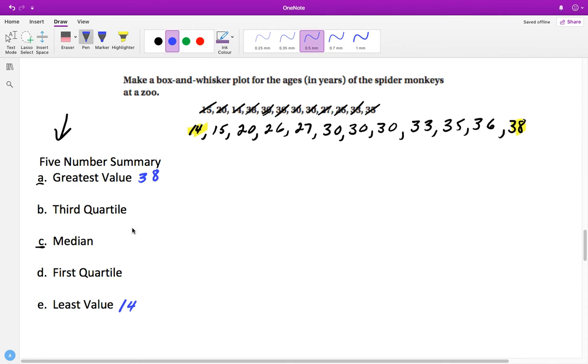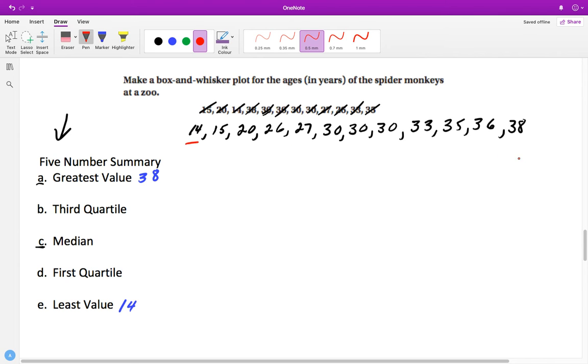Right now, I'm going to find my median. So when I go to find my median, the first thing that I'm going to do is go ahead and count how many numbers I have. 1, 2, 3, 4, 5, 6, 7, 8, 9, 10, 11, 12. So I know I have an even number. So that means I'm going to have to eventually take the average of two numbers.